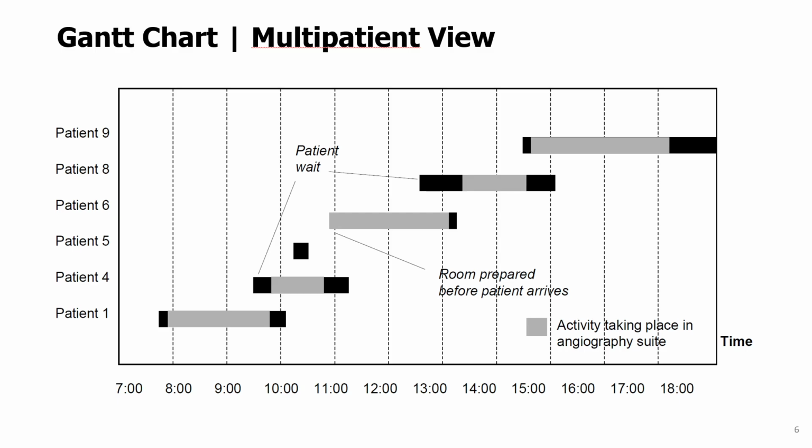So here you see another type of Gantt chart where the horizontal axis shows the full day of operation, and then the vertical axis, rather than showing activities, shows patients, flow units in this case, and then some colors like black and gray are used to indicate when the actual activities are taking place and when there is waiting.